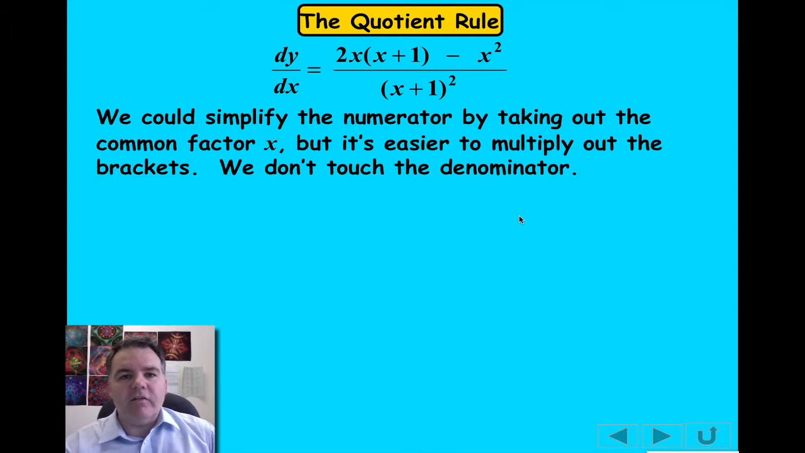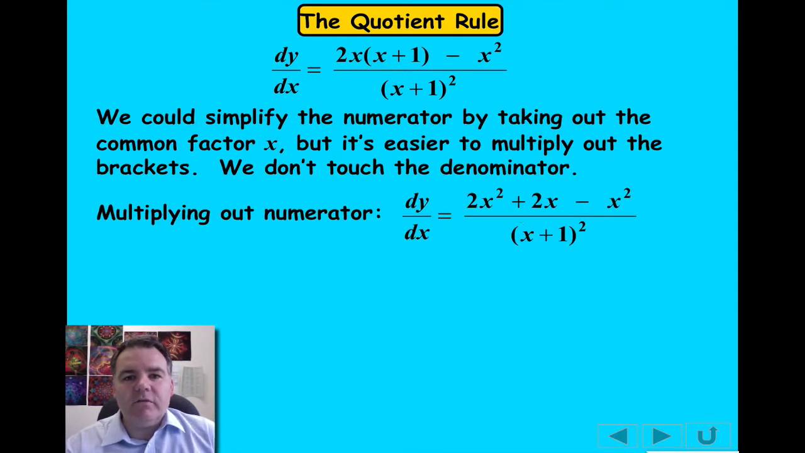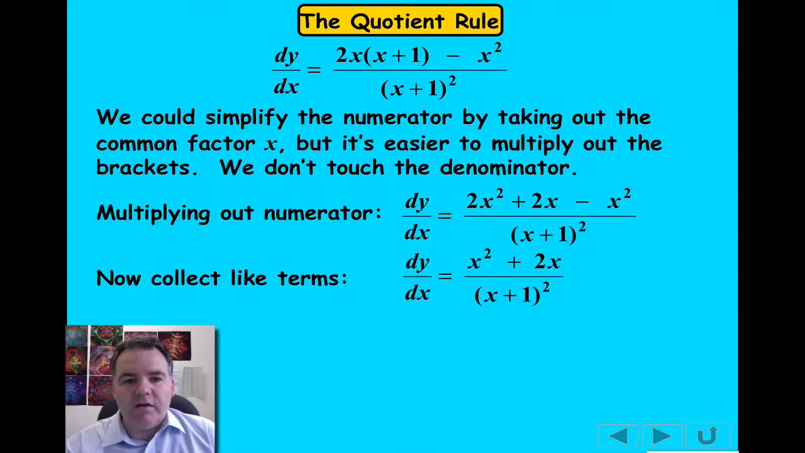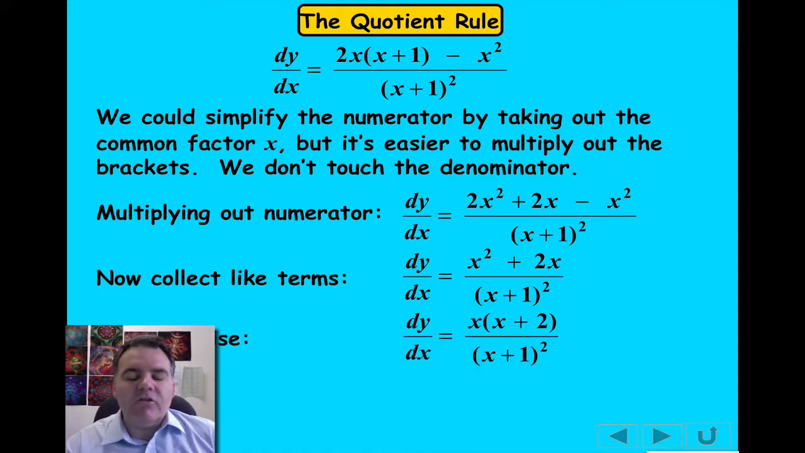So let's simplify that. The top line, let's expand out the numerator. We get 2x squared plus 2x minus x squared, collecting the like terms, x squared plus 2x, and then factorize the top line. That is a much nicer way of writing that. Again, if you now want to know when that derivative is equal to 0, that gives you the turning points. That's a good thing to know. I can clearly see that when the top line is equal to 0, this fraction will be 0. So the x values would be 0 and negative 2. That's where there's a turning point.